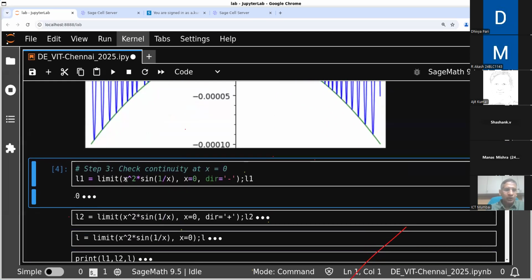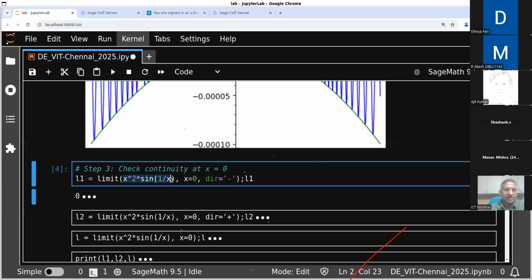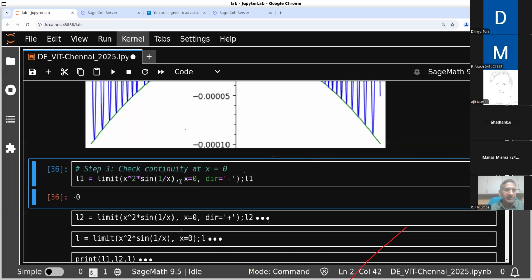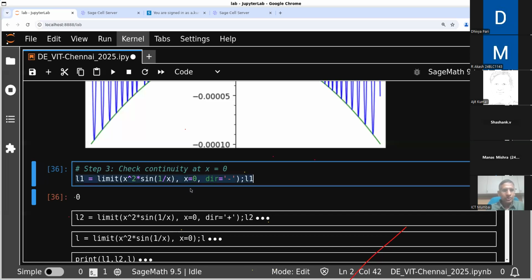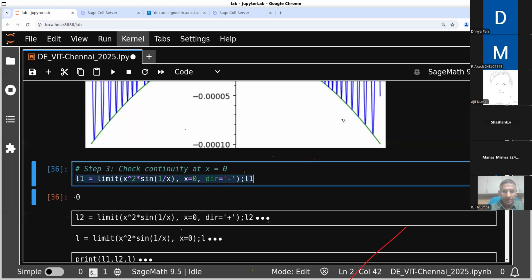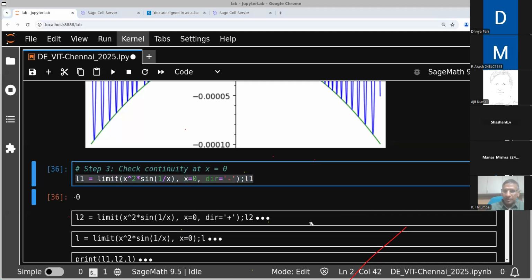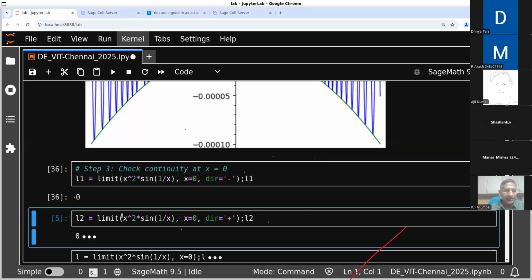Right? The function that I'm talking about is this: f of x is equal to x square into sine 1 by x. So here you can even find out the left hand limit at 0. This again you must have seen how we can do it in MATLAB. Similarly, I can find out the right hand limit.